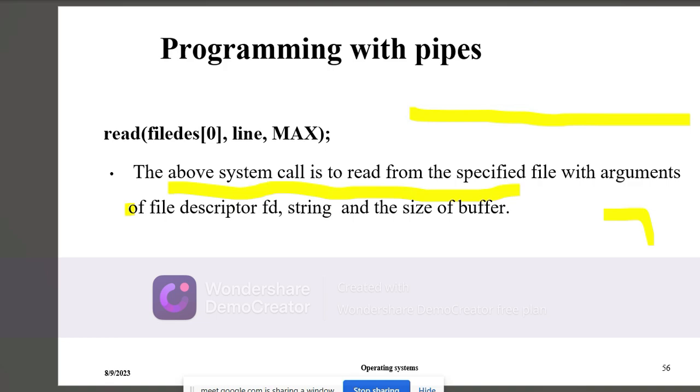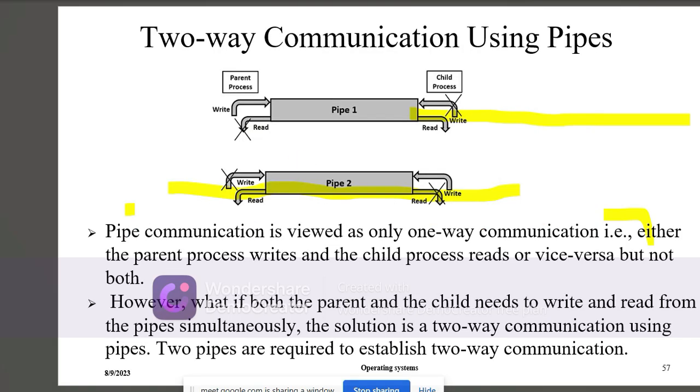Now see, next is what? Programming with pipes. File descriptor 0 is there for the read, along with the line and max for the buffer size. Now that was one-way communication using a pipe. Second is what? Two-way communication using a pipe.